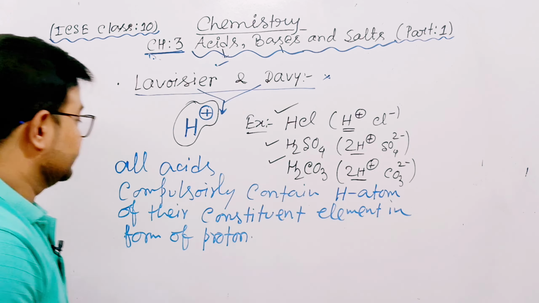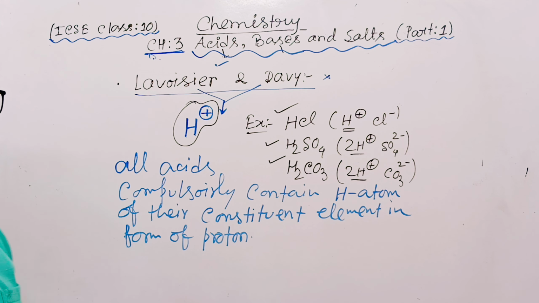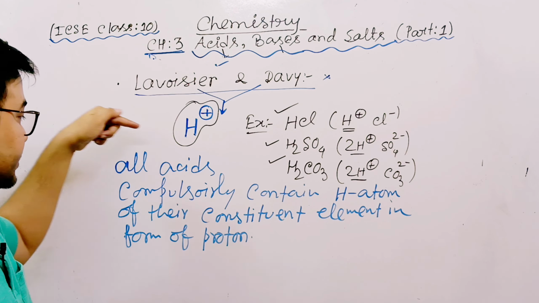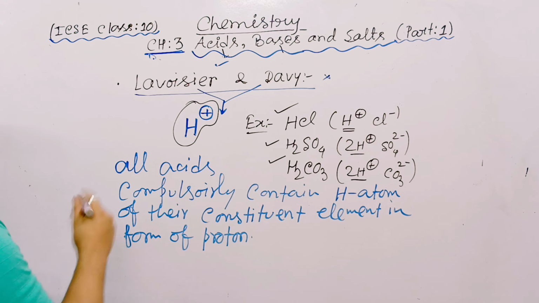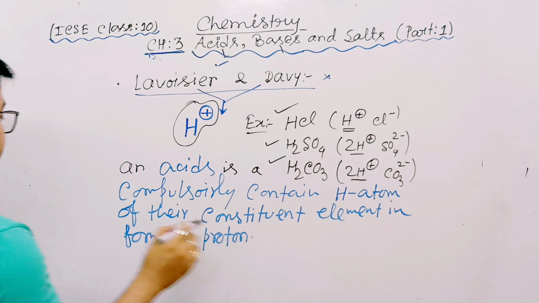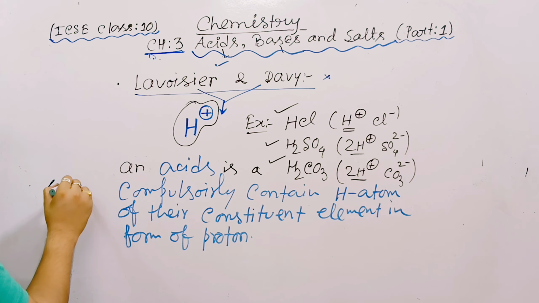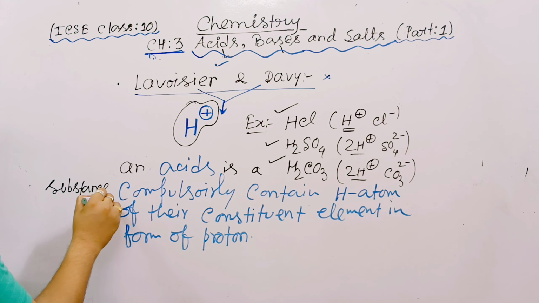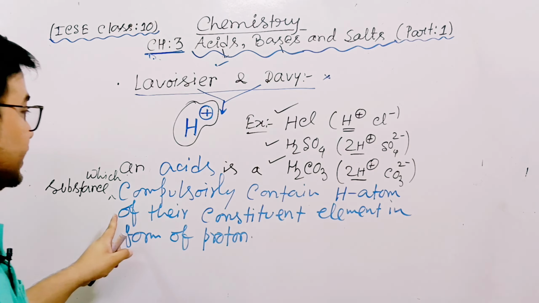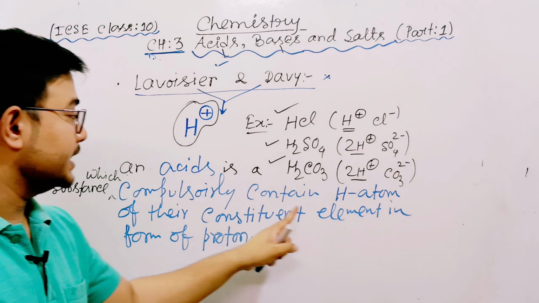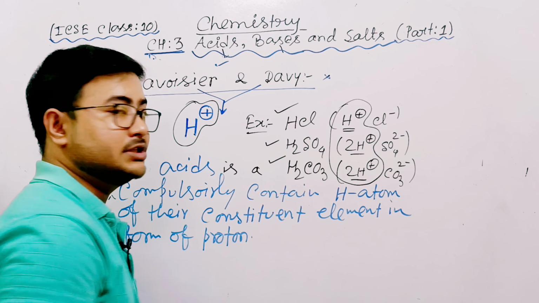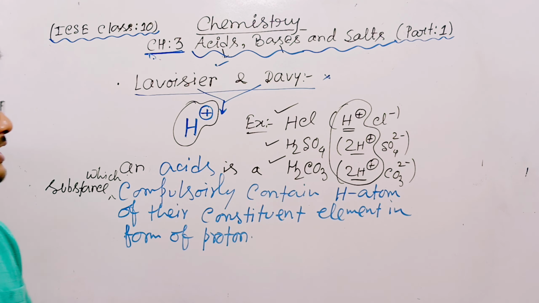Okay, now this is the definition of an acid, or you can change the first portion. An acid is a substance which compulsorily contains hydrogen atom of their constituent element in form of proton. See, already example given. So first basic concept, then definition. You can write down this definition along with the example.